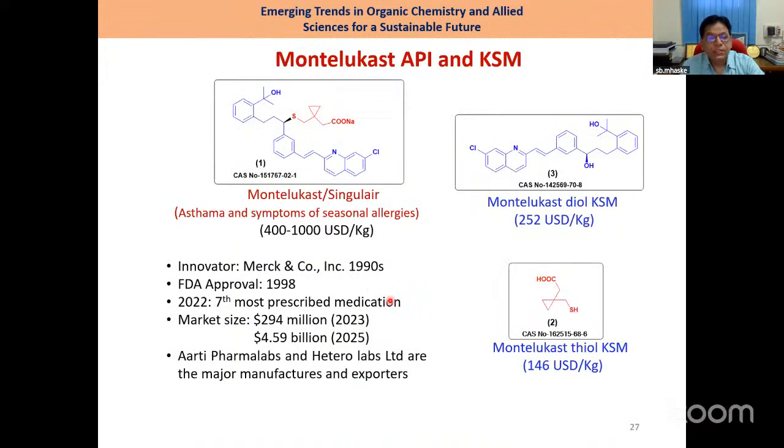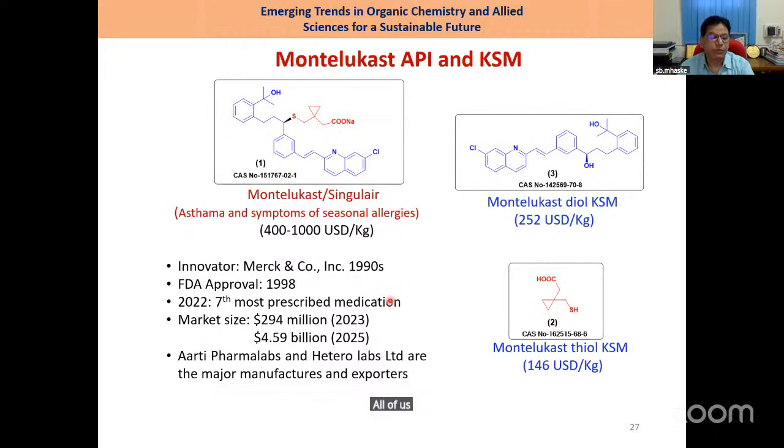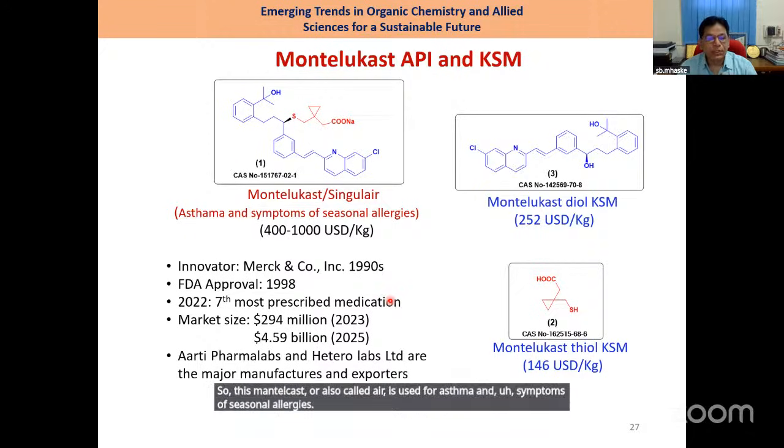The next work is this Montelukast API. This is a commonly prescribed drug. I'm sure all of us have consumed it at least once in our life. Montelukast, also called Singulair, is used for asthma and symptoms of seasonal allergies.